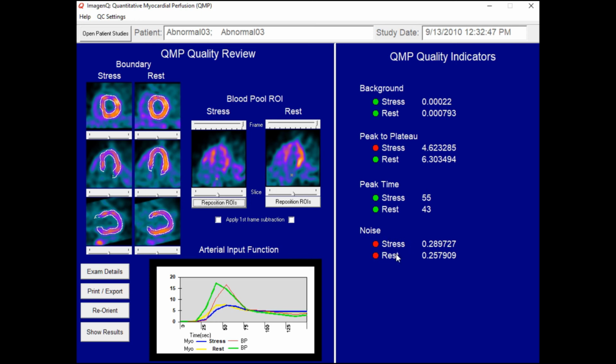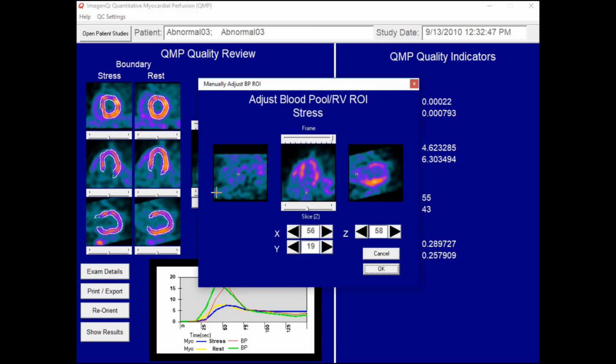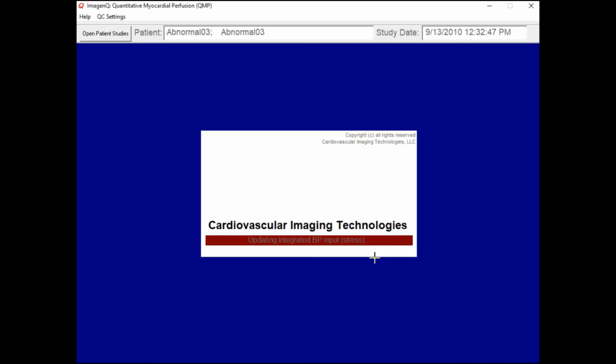So we begin our quality assessment by first looking at our myocardial boundaries, which do seem to track the myocardium well. The second part of our quality assessment will be to verify that we have selected a good blood pool ROI. So we can scroll through the images, make sure we have a good view of that left atrium, maybe there. See if that's better.